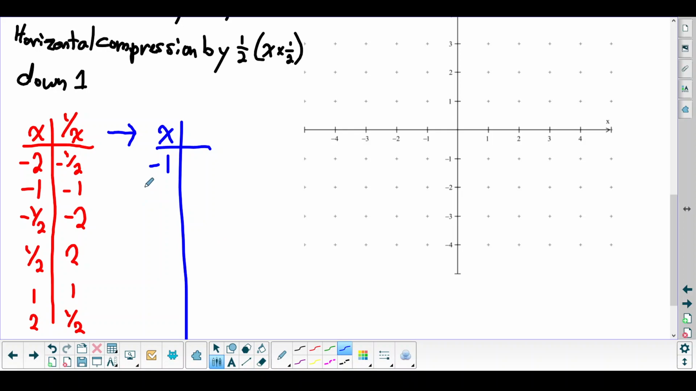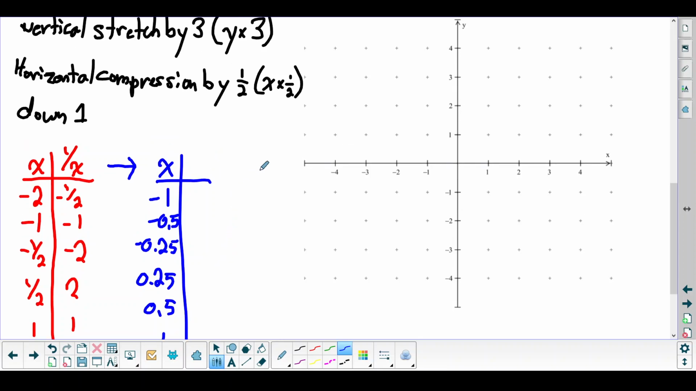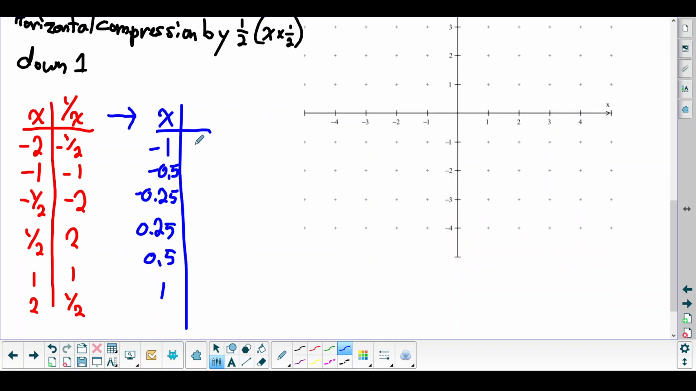So that'd be negative 0.5 and negative a quarter, negative 0.25. Then half of a half is a quarter, 0.25, 0.5, and 1. Okay. Now we need to multiply our y's by 3. So then we're going to get negative 1.5, negative 3, negative 6, 6, 3, 1.5.